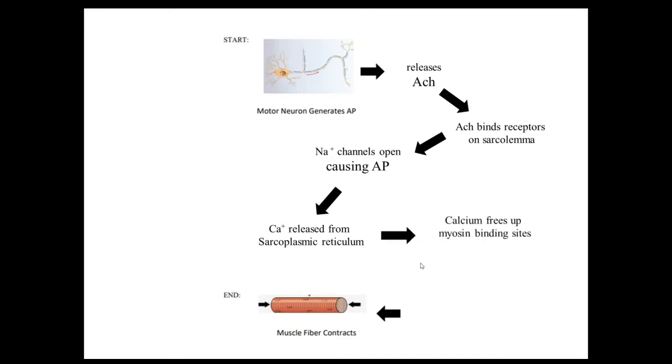That calcium, what does it do? It binds to proteins on the actin filament, freeing up the myosin binding site. So now the myosin heads can bind to the actin filaments, and they do the power stroke, and that results in the skeletal muscle fiber contracting.